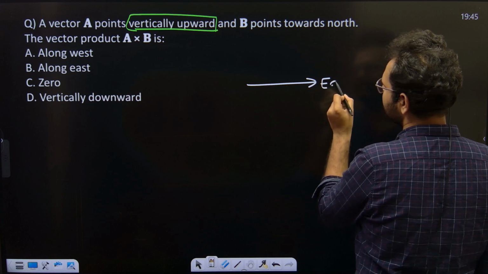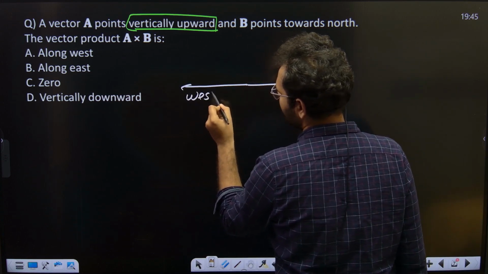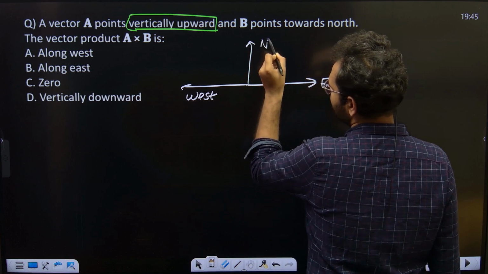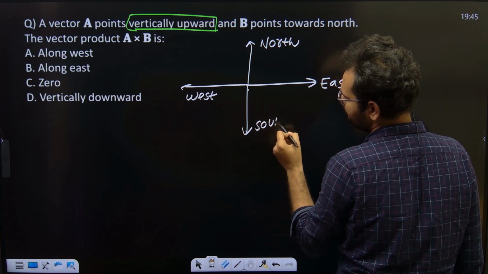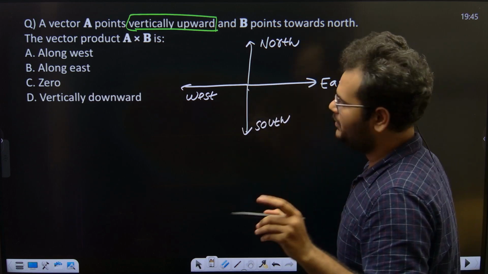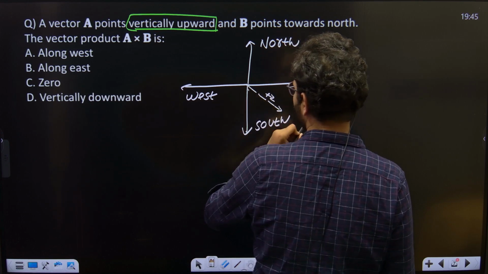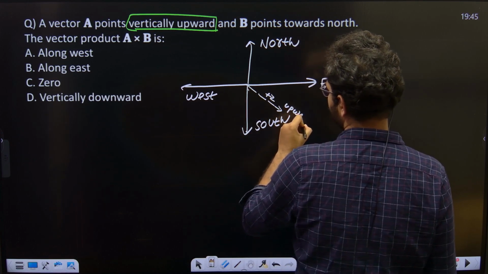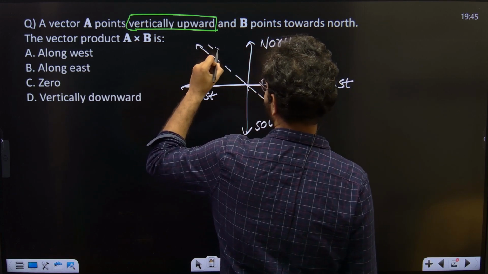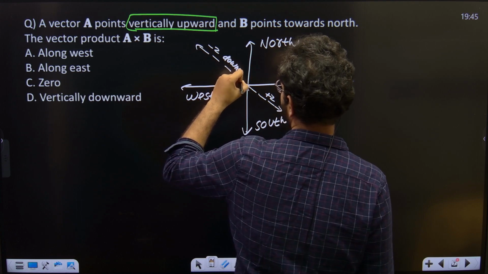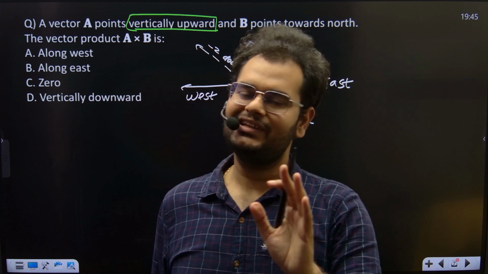This is east. This is west. Yes sir, we know that. This is north. This direction is south. And where is up and down? When you go to positive z, plus z, I will say it is upward. And if we are going in minus z, then I will say downward. If you remember these sign conventions, then you will not falter in any question.